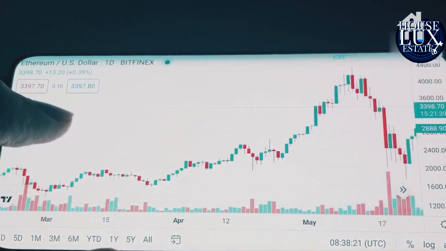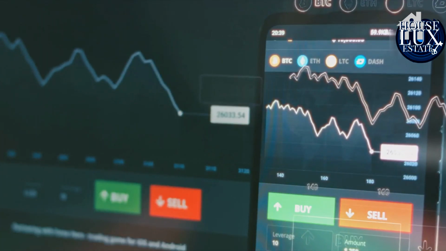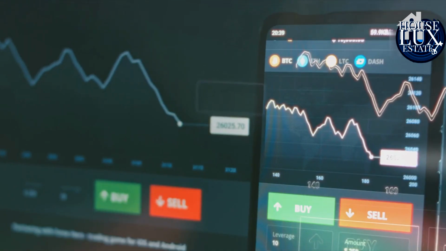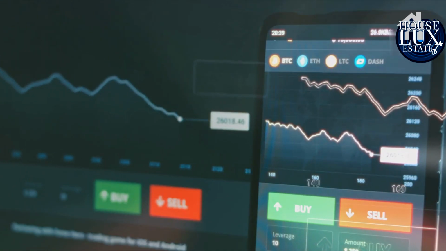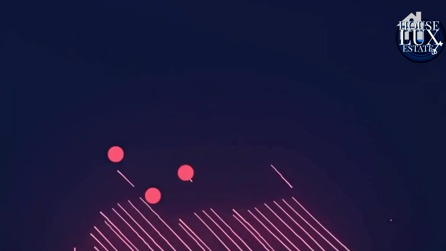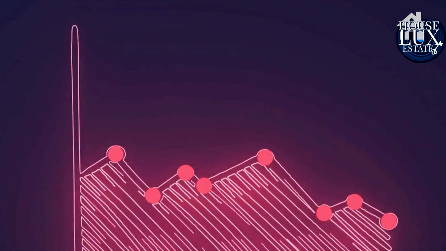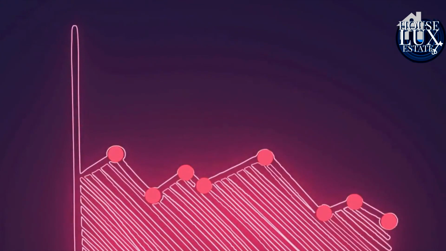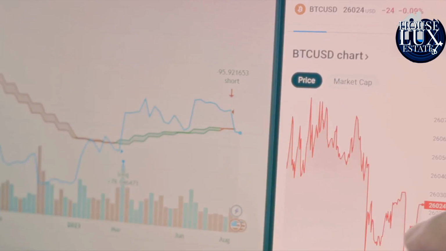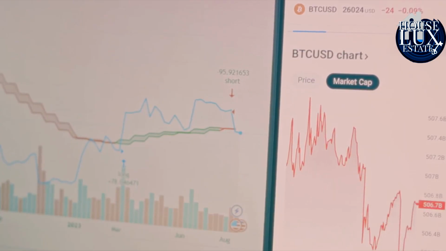Next, we have momentum indicators. Think of these as your speedometers. They show the speed at which the price of an asset is moving in a given direction. The relative strength index, or RSI, is a classic momentum indicator. It oscillates between 0 and 100, indicating overbought and oversold conditions. If the RSI crosses above 70, the market might be overbought and it could be time to sell. Conversely, if it drops below 30, the market might be oversold, signaling a potential buying opportunity.